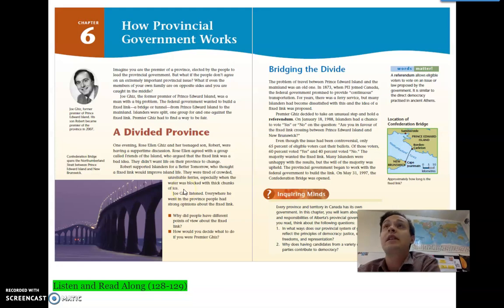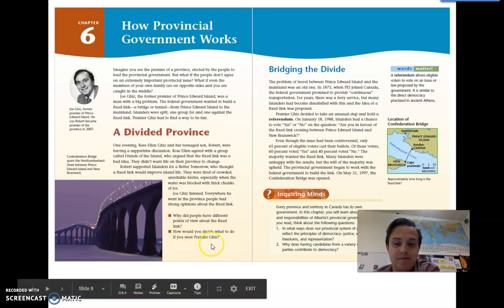Crowded ferries being blocked by thick chunks of ice. Joe Giz listened. Everywhere he went in the province, people had strong opinions about the fixed link. Why did people have different points of view about the fixed link? How would you decide what to do if you were Premier Giz?